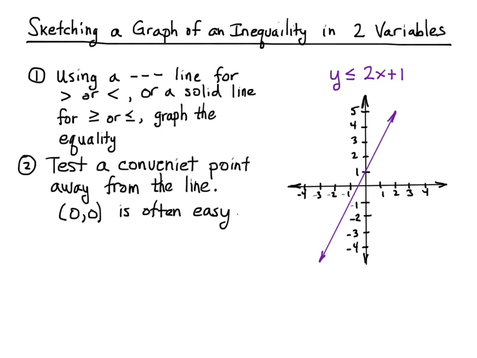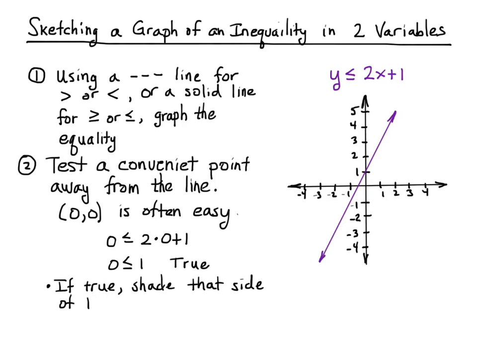So let's put in (0, 0) here and see what we get. 2 times 0 is 0, plus 1. So we have 0 is less than or equal to 1. And that, of course, is true. So if it's true, then I want to shade this whole side.